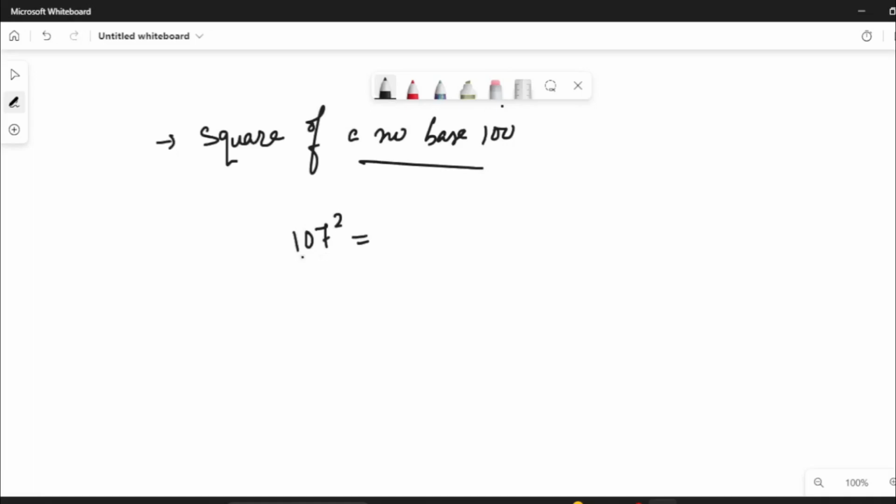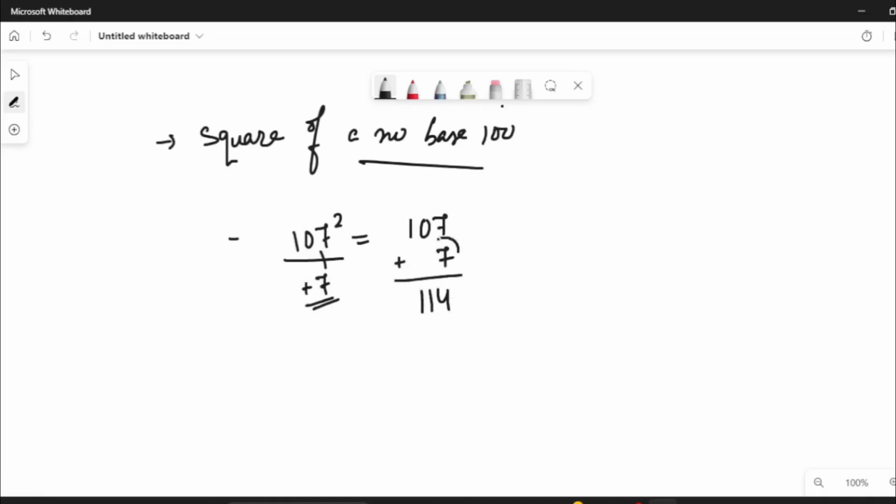So at first we have to check whether this number is greater than 100 or less than 100. So look at this number. As you can see, this number is 7 more than 100. That means we have to add 7 to the original number. So the original number is 107. Now we have to add 7 here. So what will happen? Now this will be 114.